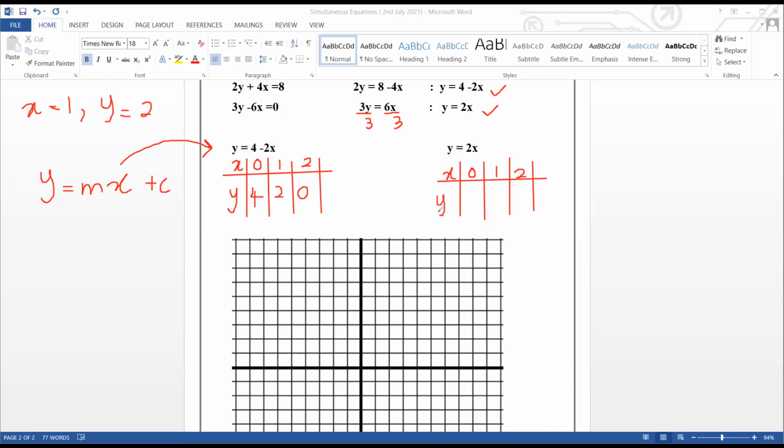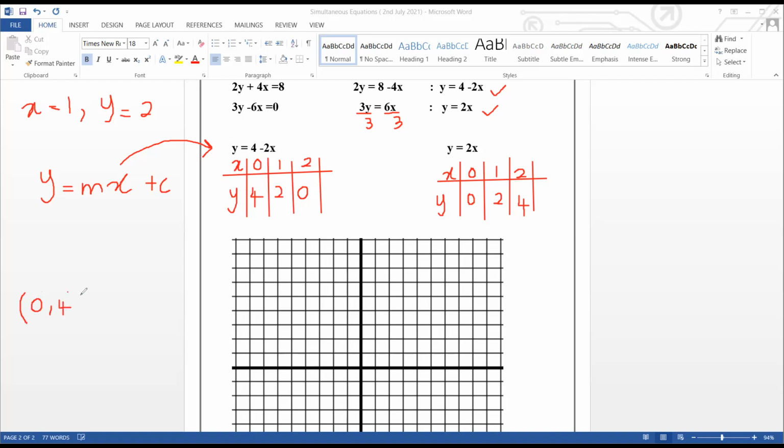Here also the same way. When x is 0, 2 times 0, it's 0. 2 times 1, it's 2. 2 times 2, it's 4, right? Now these are my coordinates. So I will write my coordinates here, right? My first equation coordinates, I'll get 0, 4.